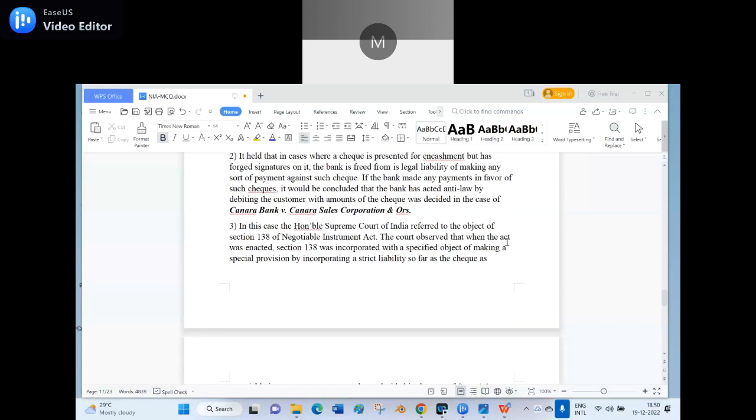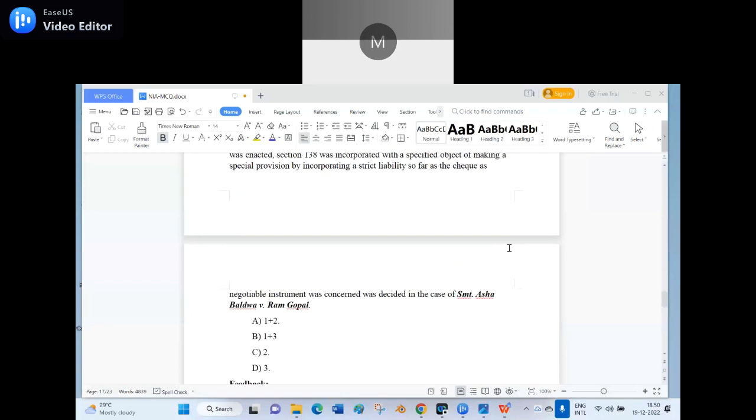In this case, the Honorable Supreme Court of India referred to the object of Section 138 of the Negotiable Instruments Act. The court observed that when the act was enacted, Section 138 was incorporated with a specified object of making a special provision, incorporating a strict liability so far as the check as a negotiable instrument was concerned. This was decided in the case of Smt. Asha Baldwa versus Ram Gopal. So the options here I have given: A is 1 plus 2, B is 1 plus 3, C is 2, and D is 3.